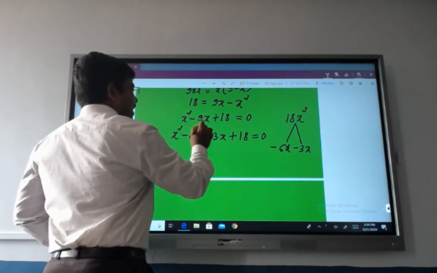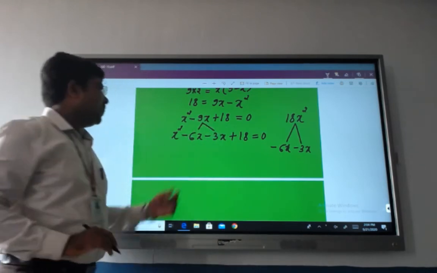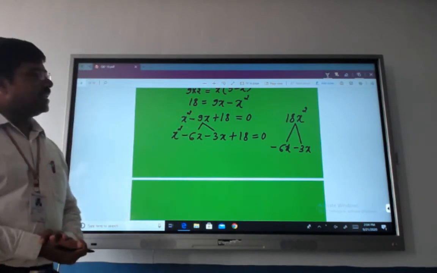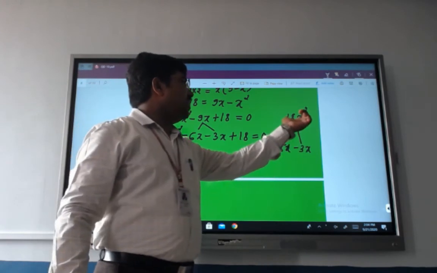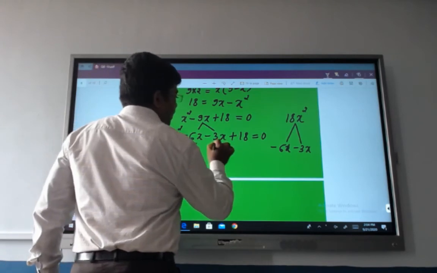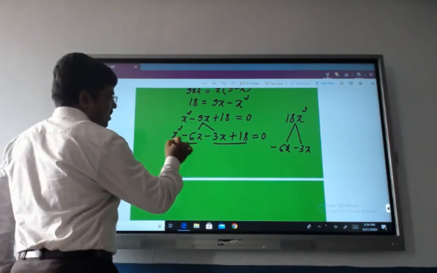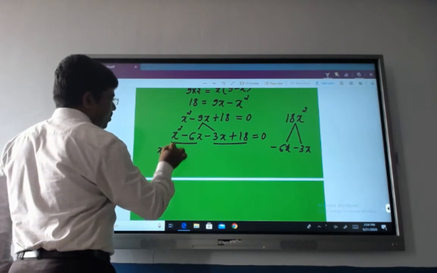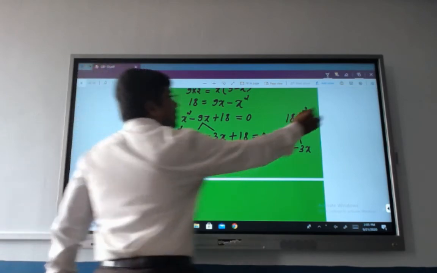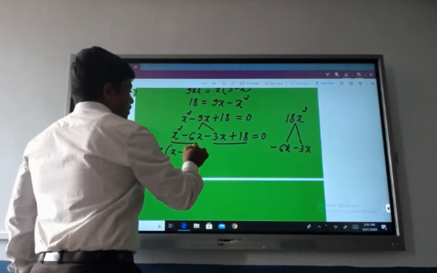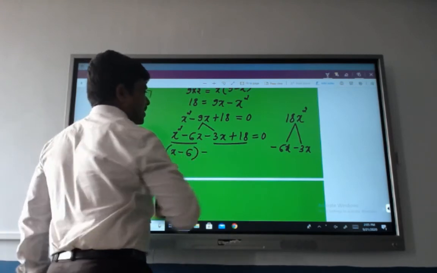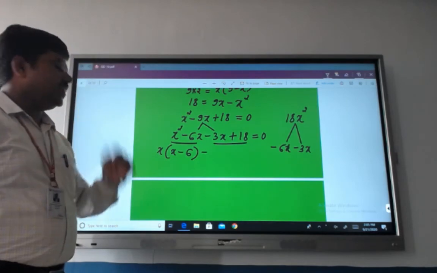See, 9x we are splitting like this: minus 6x and minus 3x. Both have the same sign, so adding them you get minus 9x. If you multiply these two, you get 18x squared. Now take these two groups. In this group, x is common, take it out. What is left here? x minus 6. Then minus, see this 3 and 18.